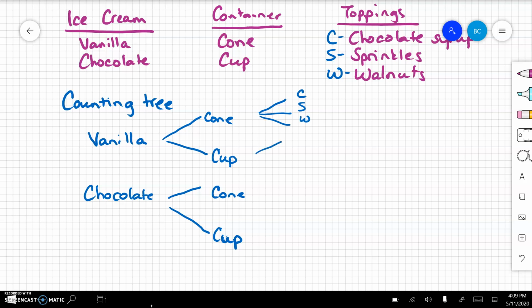Or I could have them in a cup, chocolate, sprinkles, or walnuts. I could have chocolate ice cream in a cone with chocolate, sprinkles, or walnuts. Or I could have that in a cup as well. So you get the point that we start to see this repeating pattern, and it helps us to determine the possible outcomes. So what I have done here is this group of different possibilities is called my sample space.